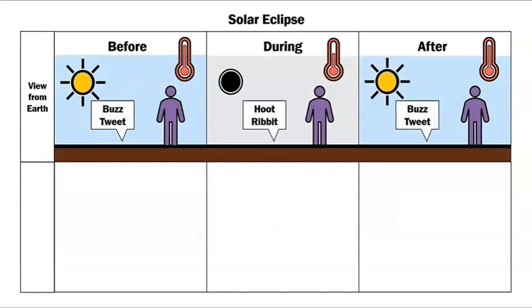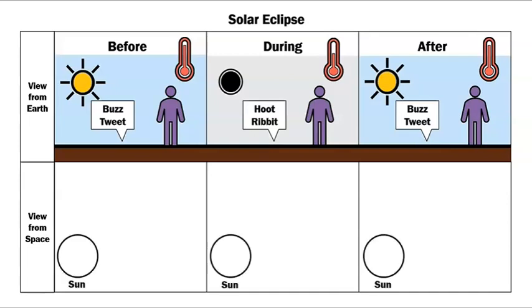Let's start by making a new role called View from Space. What should we draw in the before, during, and after sections? Well, we can draw the sun in the same place in each section. And even though Earth orbits the sun, Earth does not move far during a solar eclipse. So we can draw Earth in the same place in each section too.